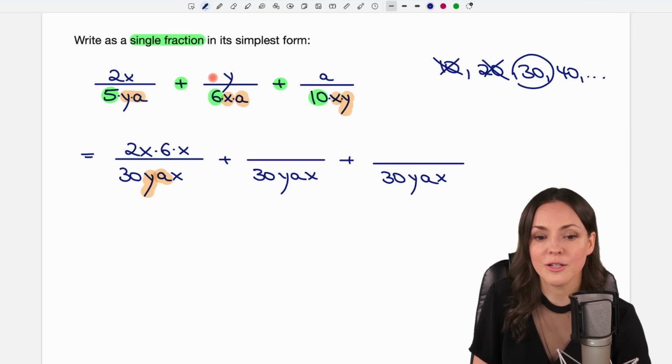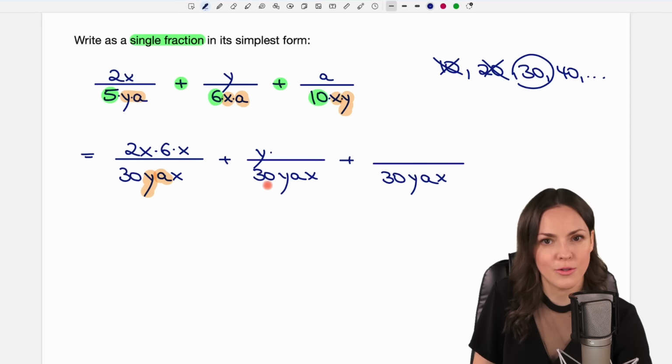The same here. There was this y, I write down this y here first, but then I have to multiply with our changes. We had a 6 here, we multiplied by 5 this time to get to 30, so we have to multiply by 5 here as well. What about the variables?